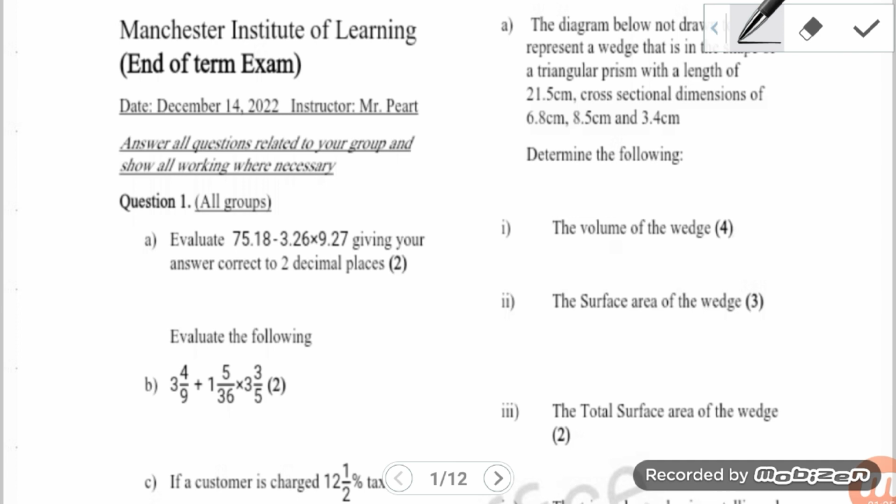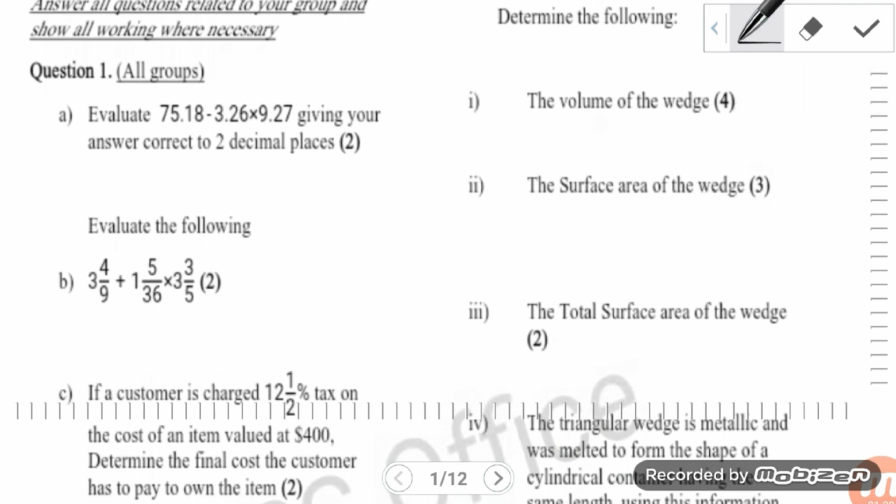All right, so without further ado, we're just going to jump right into the lesson, and we're going to take a look at some of these questions and see how best we can add some more value to our mathematical skill. All right, so here we go. The end of term exam consists of the following questions, and we're going to jump right ahead into question 1 here, which asks us to evaluate 75.18, take away 3.26 multiplied by 9.27, and we are to leave our answer correct to 2 decimal places.